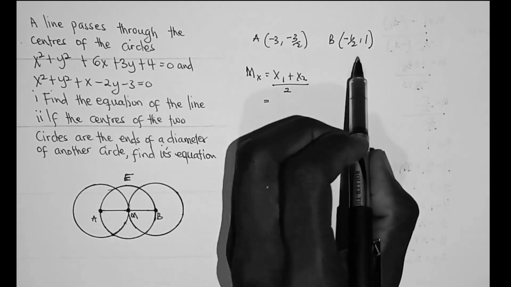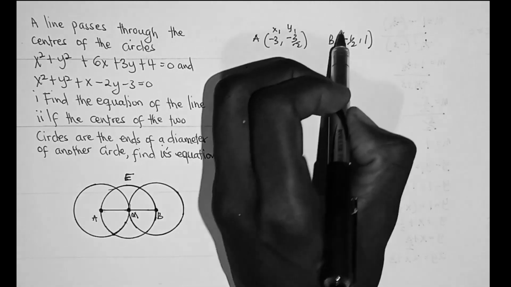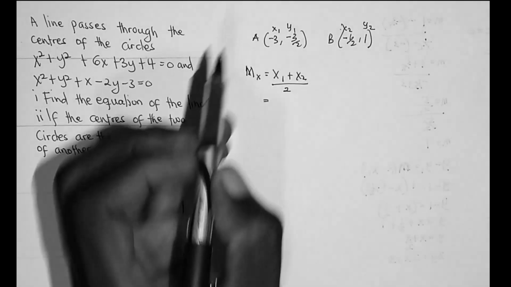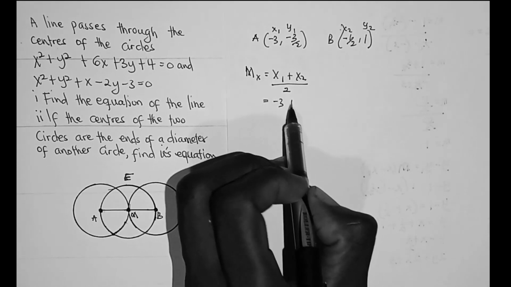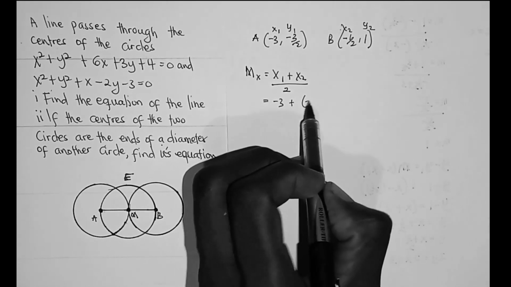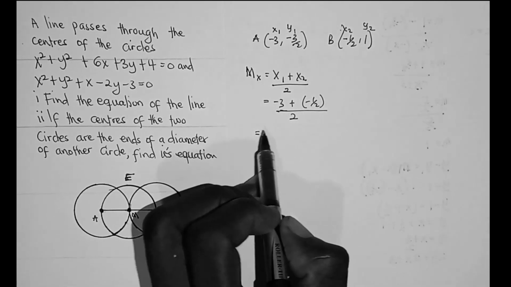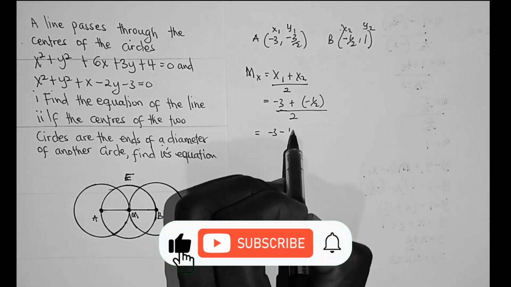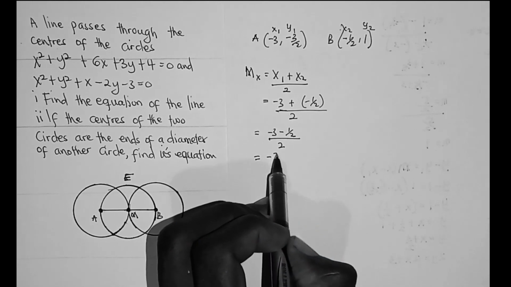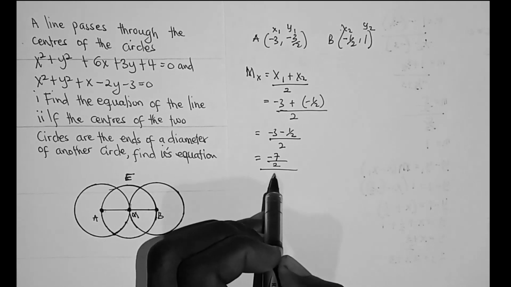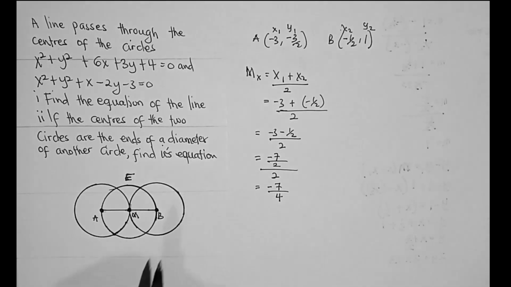So this is equal to, so this is x1 y1 plus x2 y2. So x1 is minus 3 plus x2, which is minus 1 over 2, divided by 2. So this becomes minus 3 minus 1 over 2 divided by 2. And this becomes minus 7 over 2 all divided by 2, which is equal to minus 7 over 4.